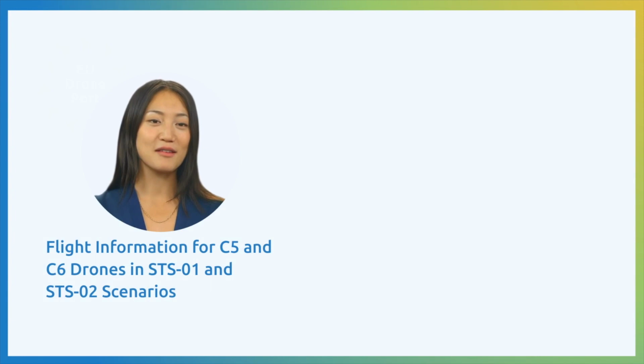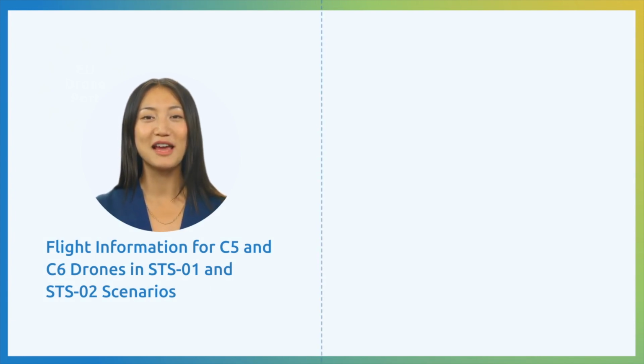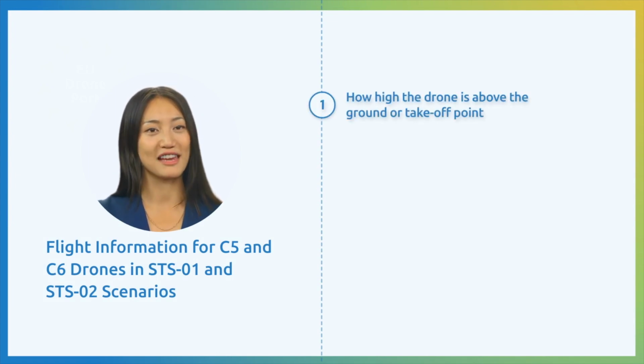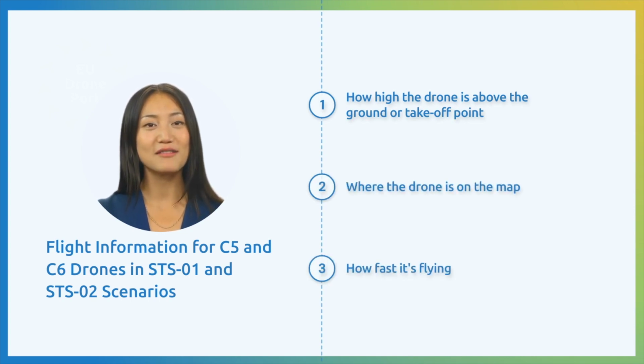So here's the takeaway. According to the rules, C5 drones need to give the pilot the following info during the flight, presented clearly and concisely: how high the drone is above the ground or takeoff point, where the drone is on the map, and how fast it's flying. Point 2 and 3 are only for C6 drones. Manufacturers need to make sure this data is easy to access on the interface, following the best design practices for a safer operation.